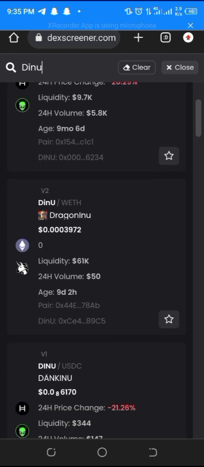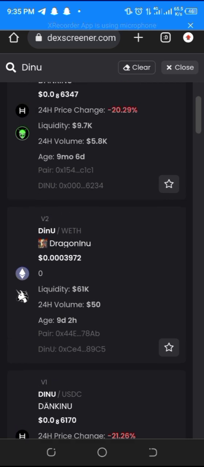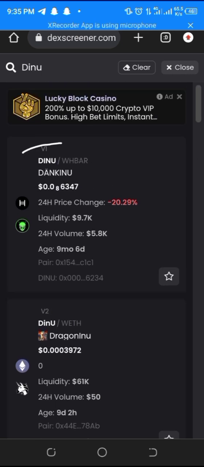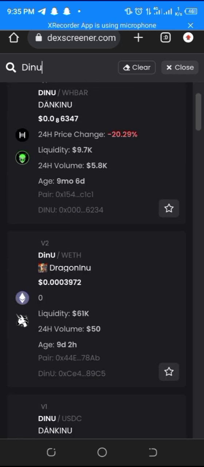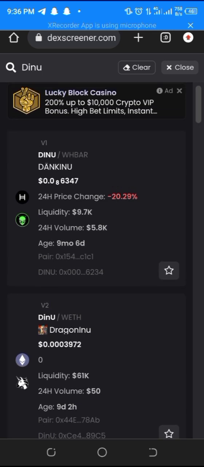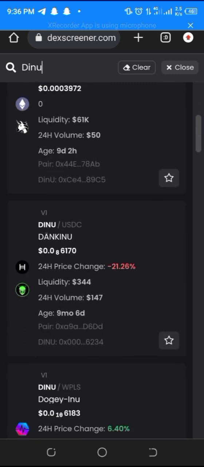So now another thing you will see is that on the one on Ethereum, you can see the trading pair. What I mean by the trading pair is the one where you see Dino/WH bar, right? That is a pair. They always pair it with the native token of the blockchain where it belongs. What do I mean by native token? The native token of the Ethereum blockchain is Ethereum. The native token of Solana is Sol.